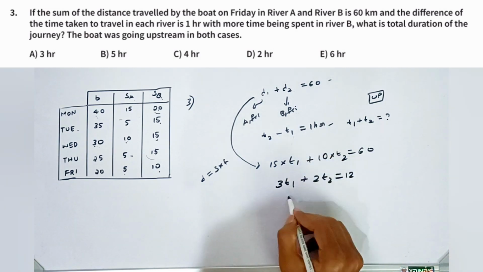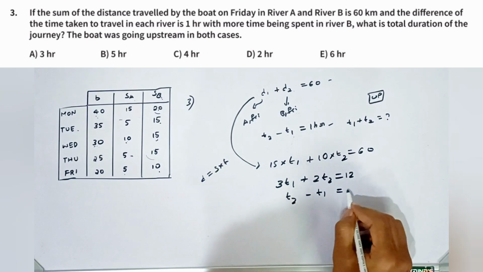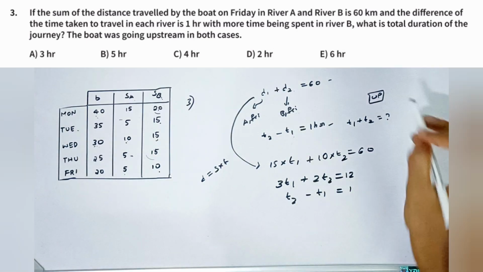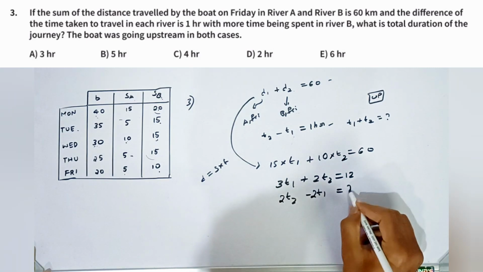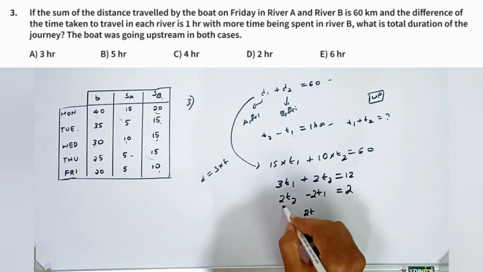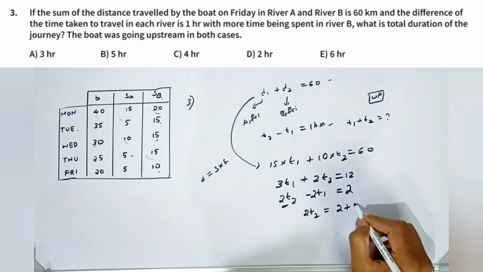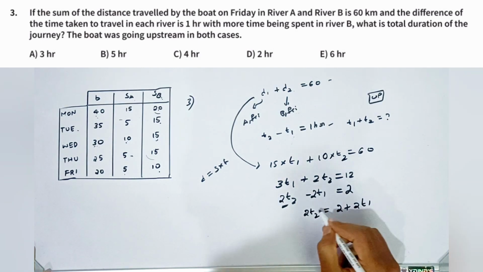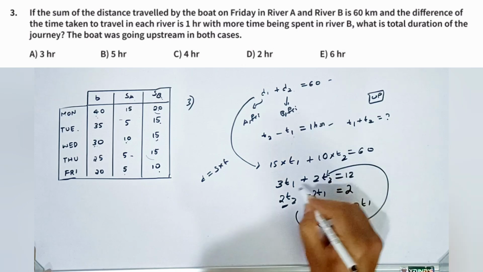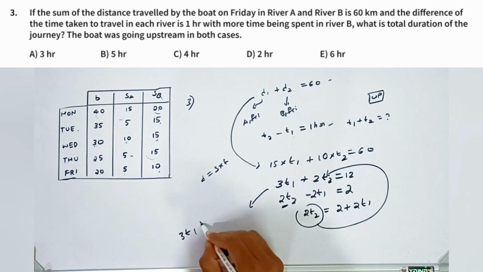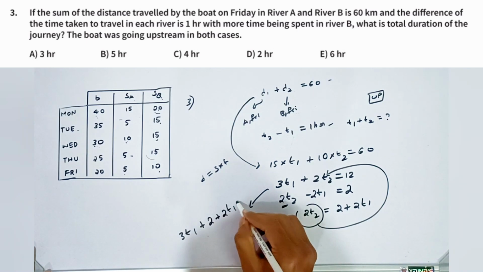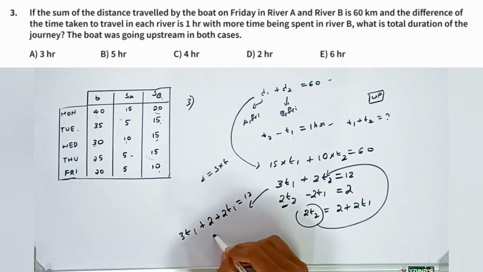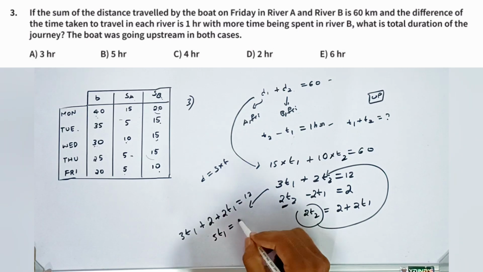Okay, this is equation 1, and we have another equation. T2 minus T1 is 1, right? Okay, from these we can easily calculate T1 plus T2, right? And let's calculate it. I'm just multiplying it by 2. So here we have 2T2 is equal to 2 plus 2T1. Okay, and I'm going to substitute this value in here. So we got 3T1 plus 2 plus 2T1, that is equal to 12, right? And we have 5T1, and 12 minus 2 is 10. T1 is nothing but 2.